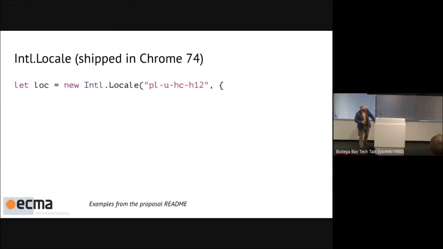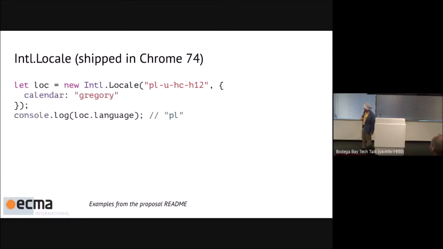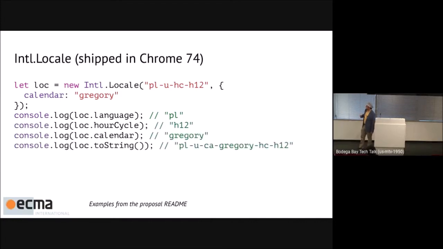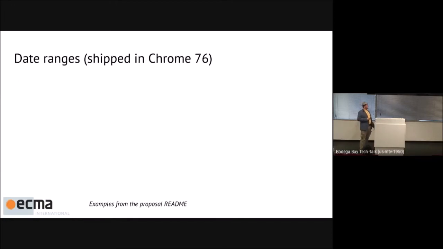Okay, so Intl.Locale is shipped in Chrome 74, and this is what this might look like. This basically lets you break down the pieces of a language tag, of a BCP 47 language tag. It lets you get out the different features of the language tag like this: the language and hour cycle and calendar and other things. So in this case, you have all these different pieces of your locale, and it helps you get the different aspects of it. Okay, date ranges. Question. Yep.